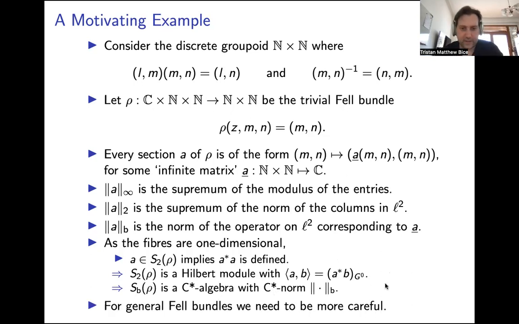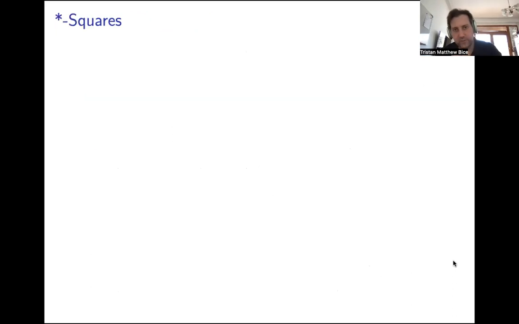For general Fell bundles, however, this is no longer true. So you have to be more careful. So in particular, you can't just automatically say that having finite 2 norm implies that A star A is defined. What you have to do is basically restrict further to the elements which have finite 2 norm and such that A star A is defined. This is the only way we can really get out of this if we want to get a nice C star algebra at the end. So this is what we look at next.